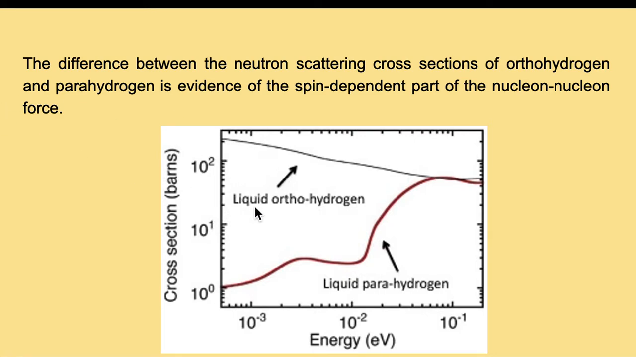So this figure is just to indicate that there is a difference in cross section for ortho and parahydrogen. That means the cross section depends on the spin. The S is equal to 1 state is for orthohydrogen and S is equal to 0 for parahydrogen. So it is evident from this figure.